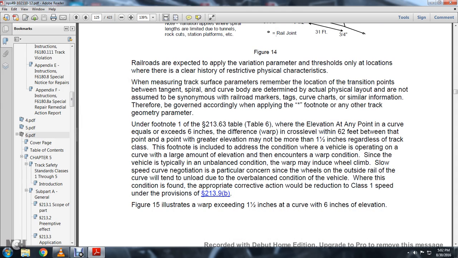Railroads are expected to apply the variation parameter thresholds only at locations with a clear history of restricted physical characteristics. When measuring the track surface parameters, remember the location of the transition points between the tangent, spiral, and curved body to determine the actual physical layout. You may not assume there is a spiral from railroad markers with tags, curve charts, or signal information. Therefore, the governing parameter is according to the footnote; apply any other track geometry parameter.